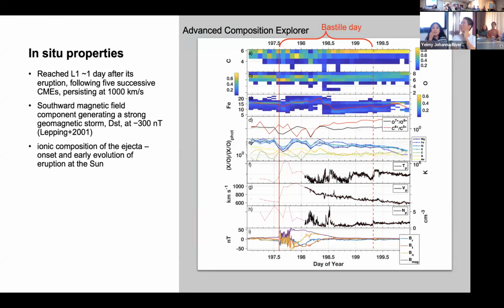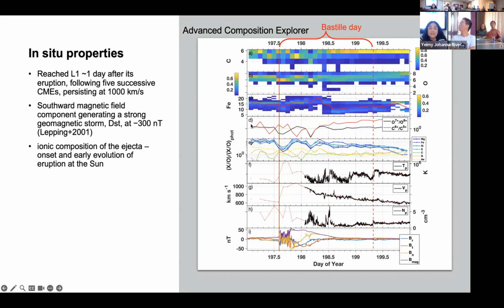Okay, so this is from the perspective of the in situ observations, like I was saying. It was a halo CME just north of the center, perfectly directed towards the Earth. It reached Earth in roughly a day because it was traveling so quickly, after 5 successive CMEs. It was peak solar maximum, and then we saw this 1,000 kilometer per second coronal mass ejection reach ACE. The Bastille Day CME, according to the Richardson and Cane ICME list, is within the boundaries of the red vertical lines. So these are observations.